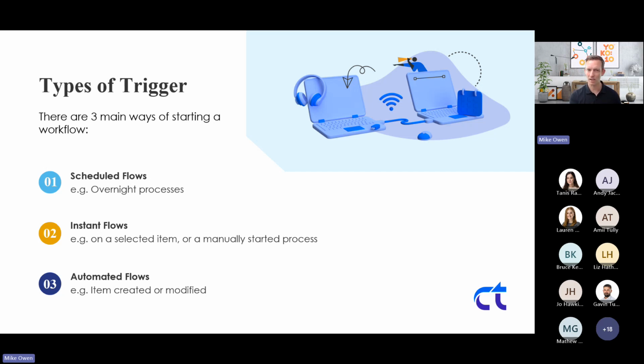We then have this idea of instant workflows. So if I want to request approval on a document, that's an instant workflow. I'm starting that workflow right now at that point in time. And finally, we've got automated workflows. So when this event happens, automatically go and do this series of actions. So we'll have a look at an example of that in a moment. There are actually a few others, but they're the most common triggers that we'd use.